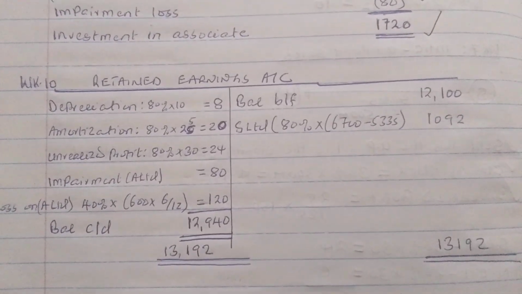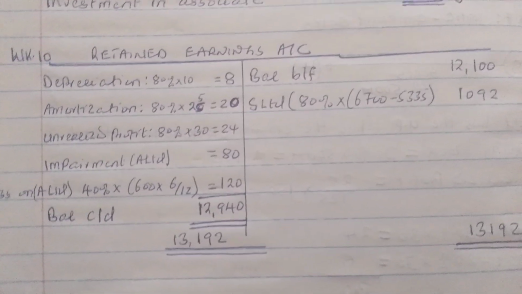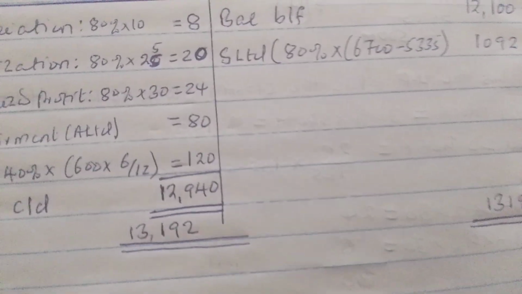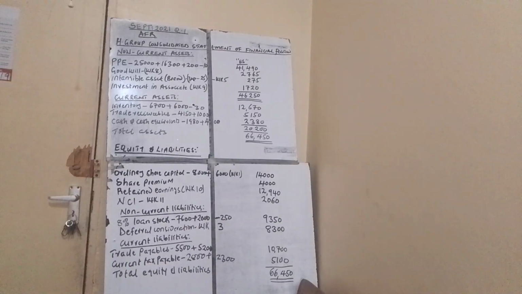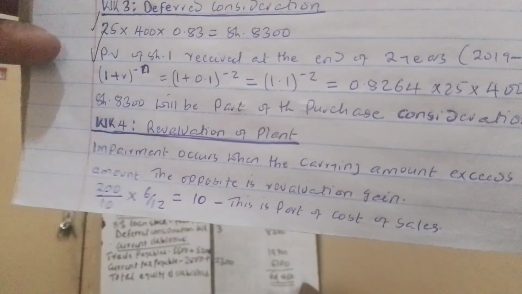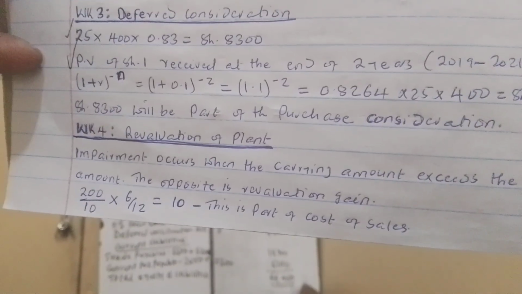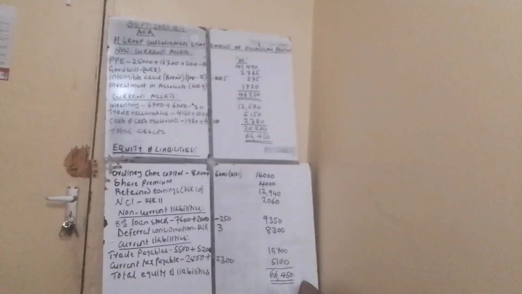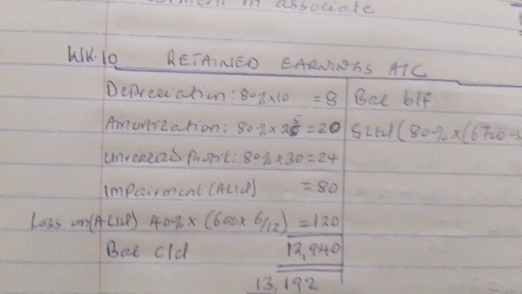depreciation. There is that PPE which was valued upwards, additional information number 1. Now we are taking 80% of 10. That 10 we calculated in working number 4. If you look, you remember working number 4, the revaluation of plant, 10, you take 80% of that. You also take 80% of 25 from working number 5, the amortization. So that is what is on the debit side.